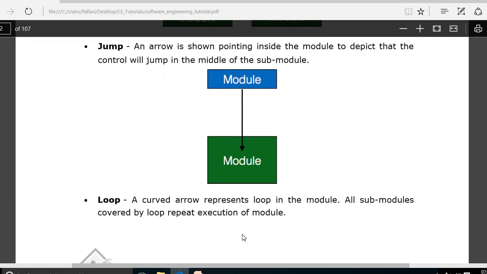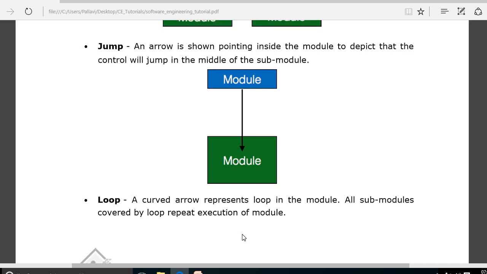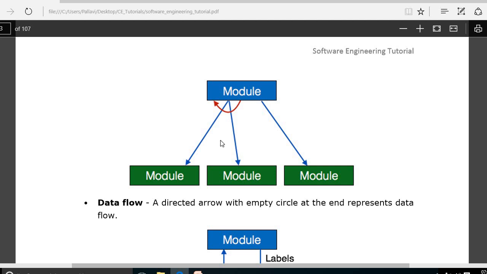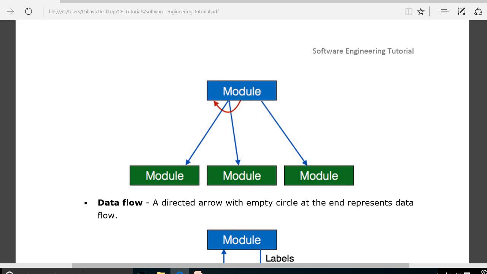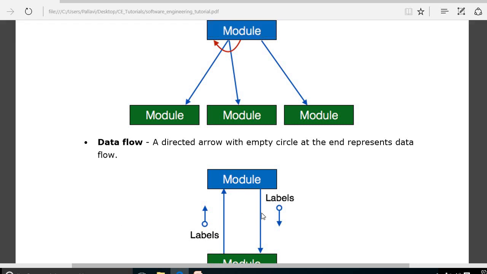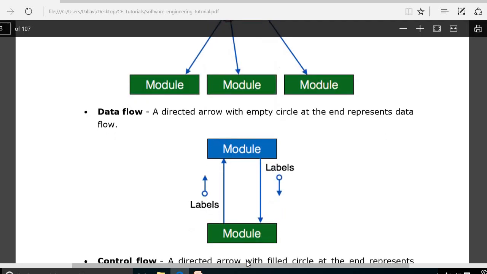Then loop. A curved arrow represents a loop in the module. All submodules covered by the loop are executed repeatedly. So this is a loop, which means this is repeatedly executing. Data flow: a directed arrow with an empty circle at the end represents data flow. In this way, data flows from this module to this module. This is the control module, and these are submodules.